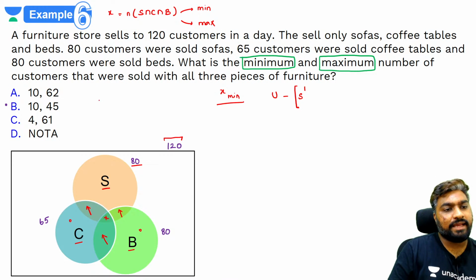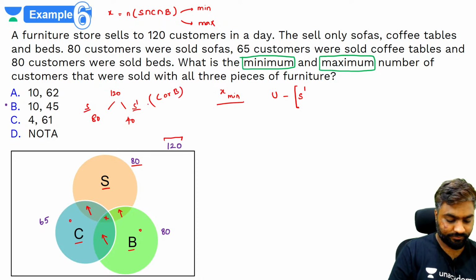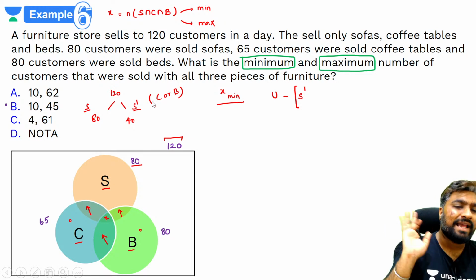Yes, if out of total 120, 80 people buy a sofa, that means 40 people will be people who don't buy a sofa. That means they will end up either buying a coffee table or a bed. Agreed? Say yes guys, because there's no customer who doesn't buy any of it.